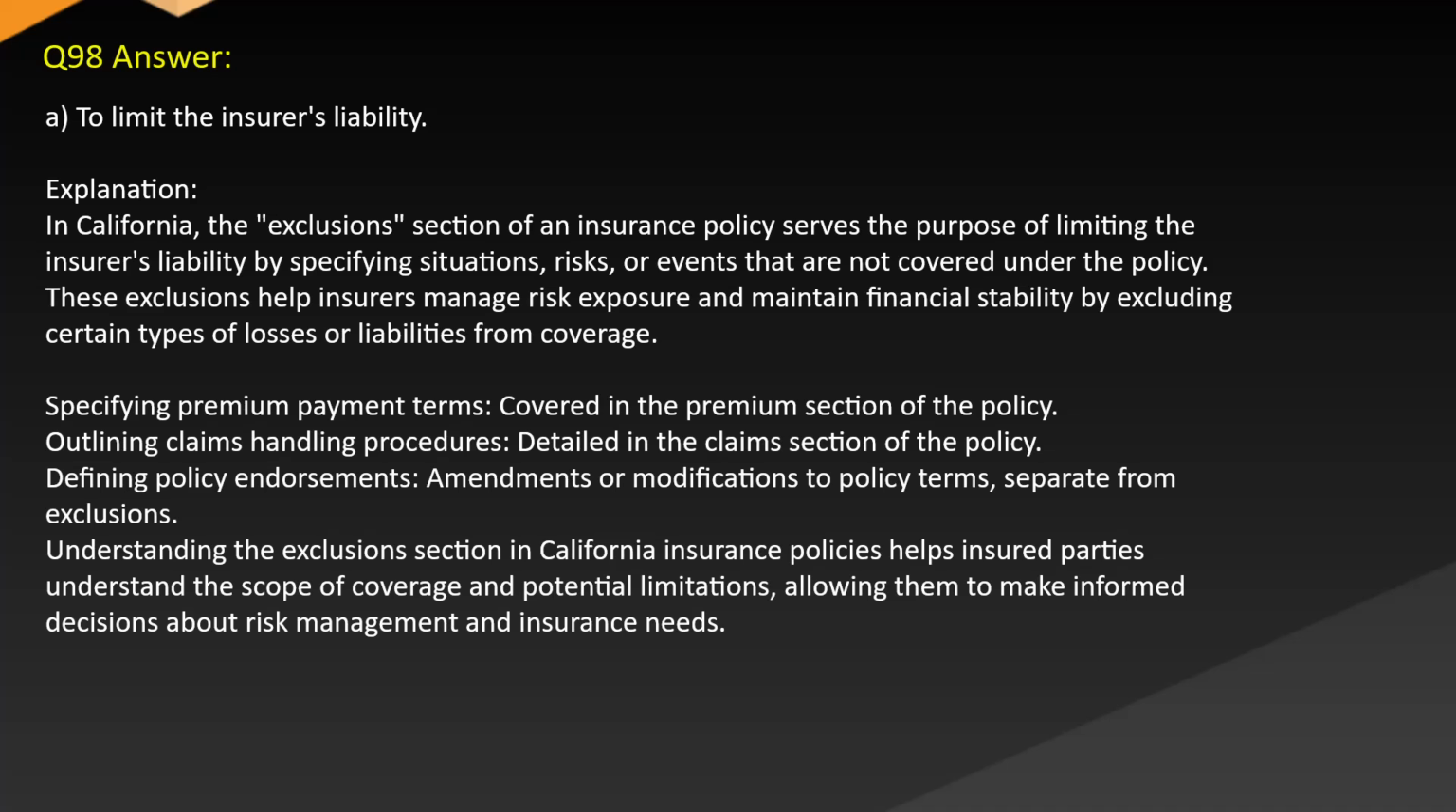Specifying premium payment terms, covered in the premium section of the policy. Outlining claims handling procedures, detailed in the claims section of the policy. Defining policy endorsements, amendments or modifications to policy terms separate from exclusions. Understanding the exclusions section in California insurance policies helps ensure parties understand the scope of coverage and potential limitations, allowing them to make informed decisions about risk management and insurance needs.